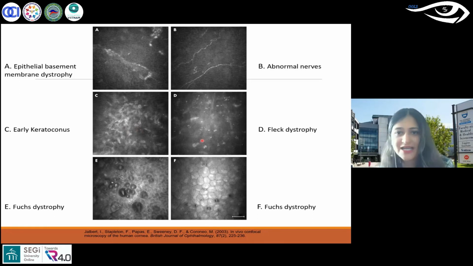In D, you've got clumps of brightly reflected dots, these microdot deposits in the posterior-most layer of stroma, and that's fleck dystrophy. The fourth dystrophy is actually quite a common one, the most common one. You can see microbullae in the basal epithelium, and then endothelial guttata in the endothelial cell layer. You can see these dots.